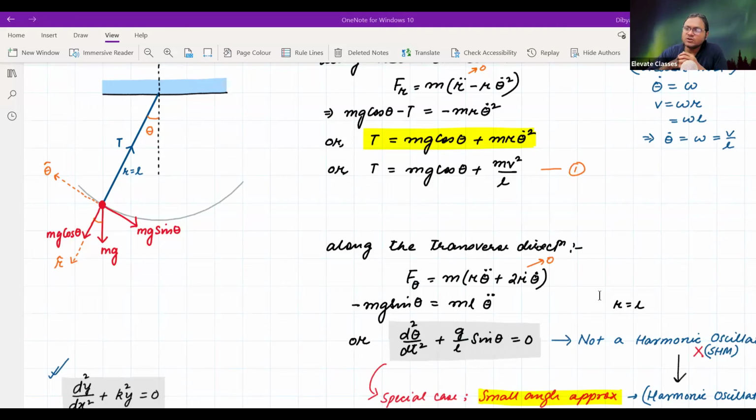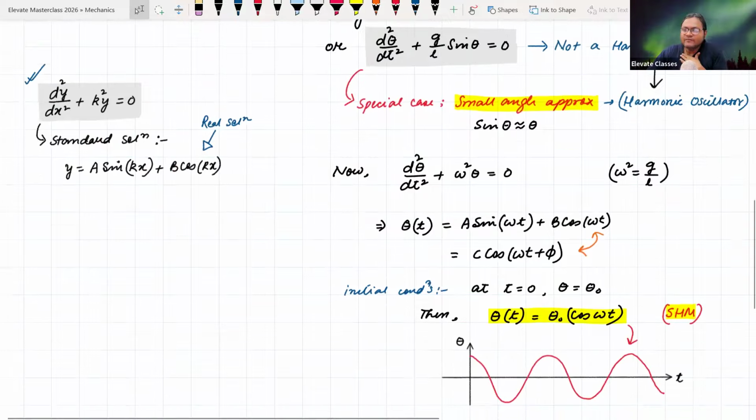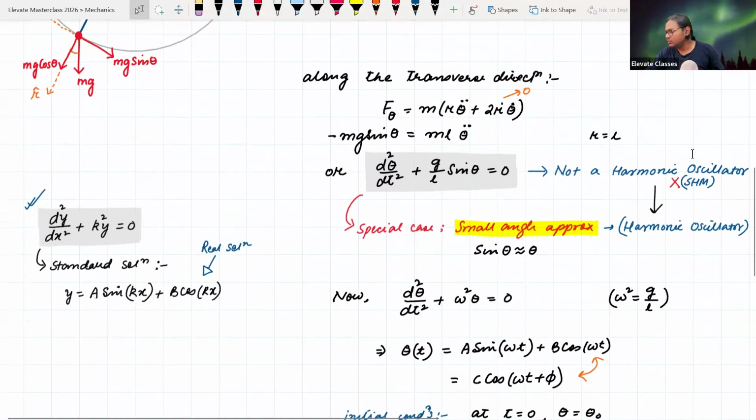Damping arises as a result of air friction, and as a result of friction at the suspension point. Those are two main sources which we have ignored here. Okay. See, what happens in damping is that if I have a system where damping is present, the equation of motion will contain another term, b v square.